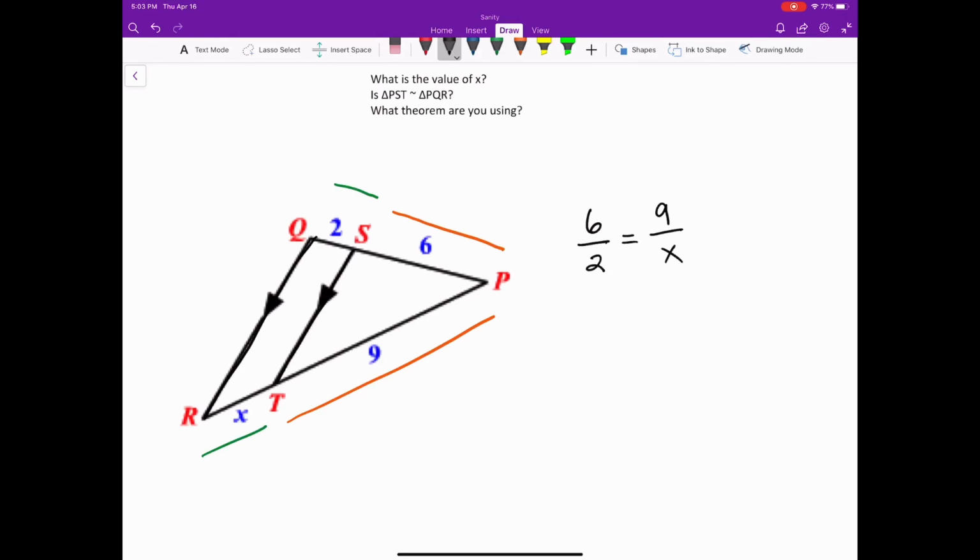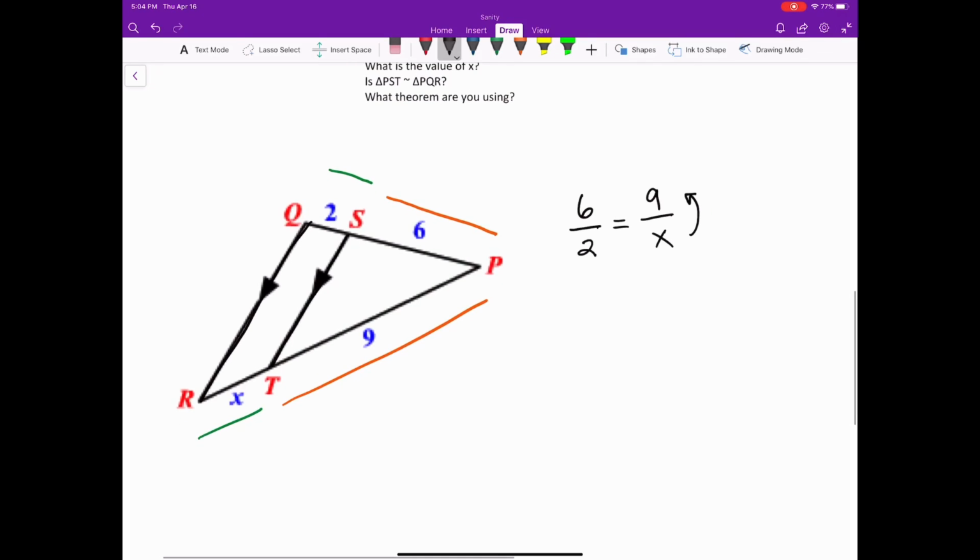Again, we can cross multiply here. And if you think about it, this fraction right here simplifies down to 3, right? Because 6 divided by 2 is 3. 2 goes into 6 3 times. So what number goes into 9 3 times? Well, 9 divided by 3 is 3. So x should be equal to 3. Let's do some math again and confirm that.